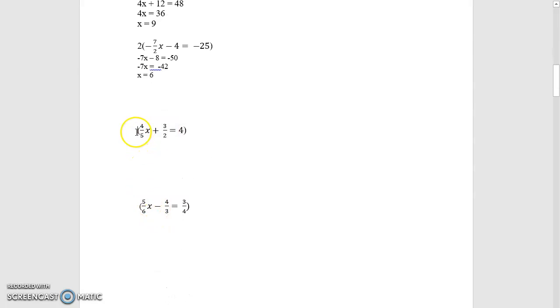Now, when there's two fractions, I need a number that gets rid of both fractions. So 5 and 2 both go into 10 evenly. So we're looking for the lowest common multiple. 10 divided by 5 is 2. 2 times 4 is 8. So it's 8x. 10 divided by 2 is 5. 5 times 3 is 15. And we set that equal to 40.